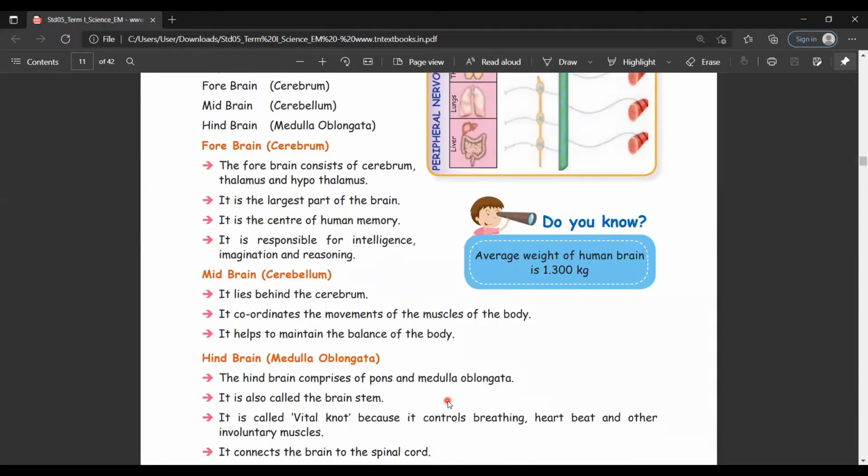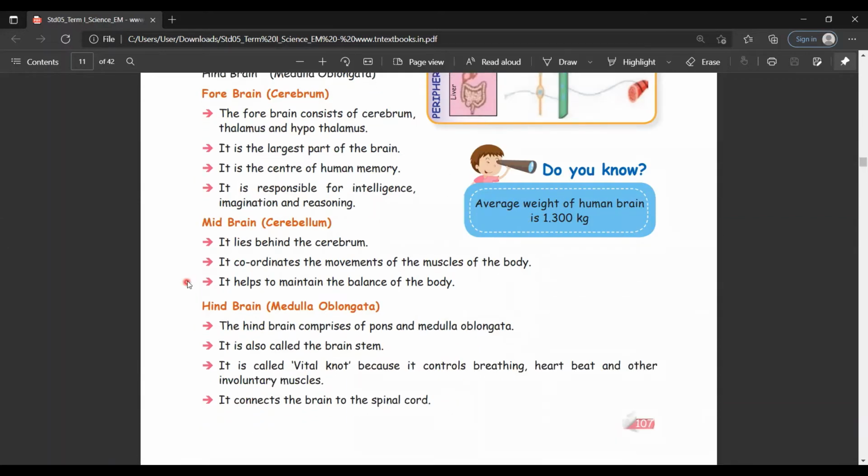Okay, it helps in maintaining the balance of the body. So midbrain, cerebellum, it lies behind the cerebrum. It coordinates the movements of the muscles of the body. It helps to maintain the balance of the body.